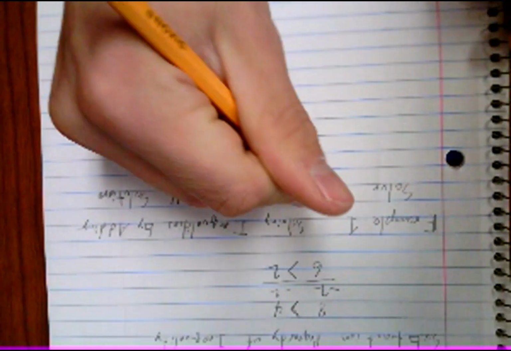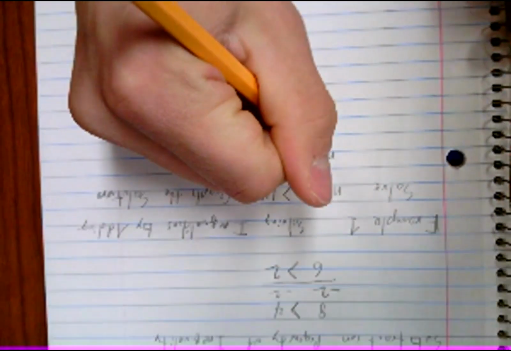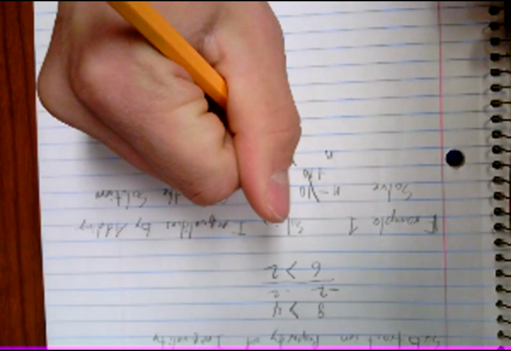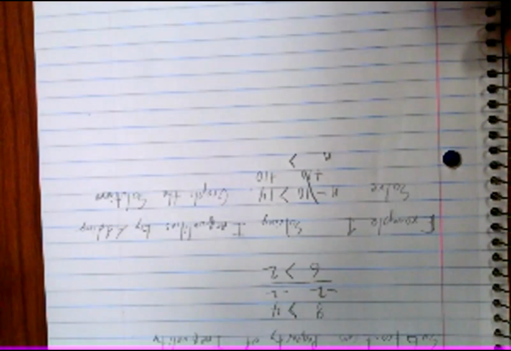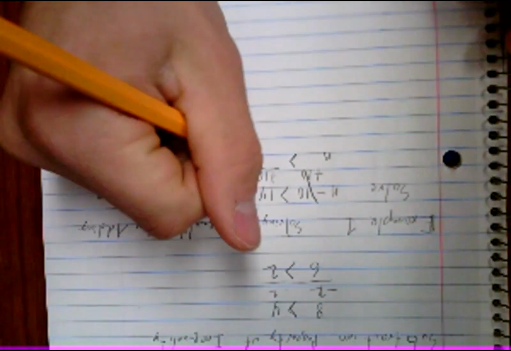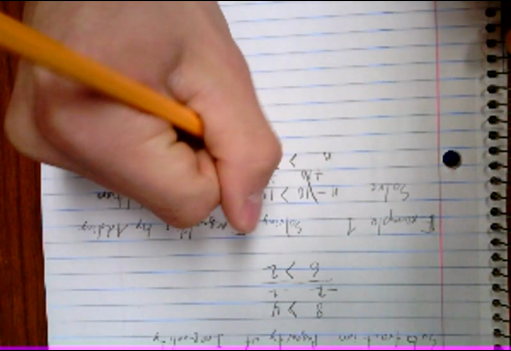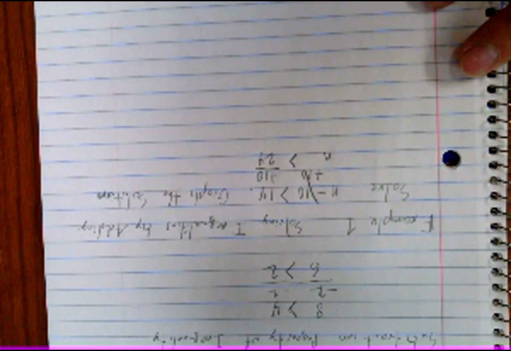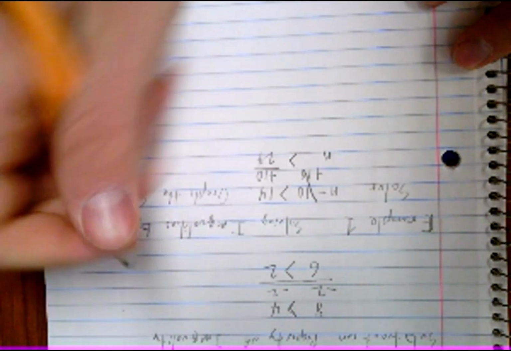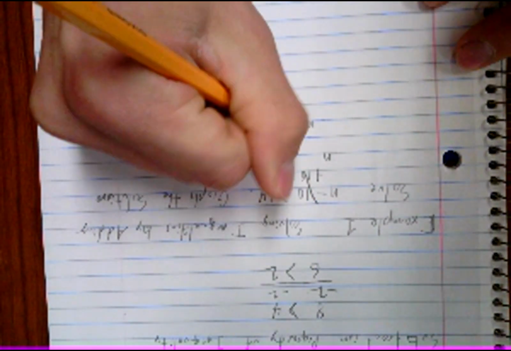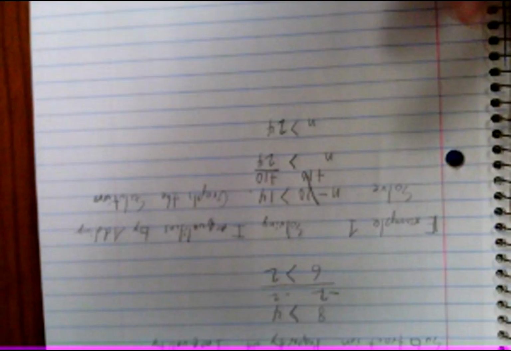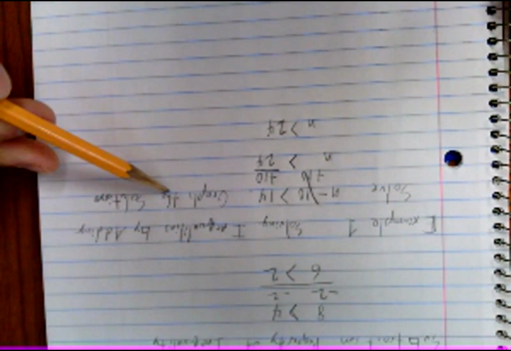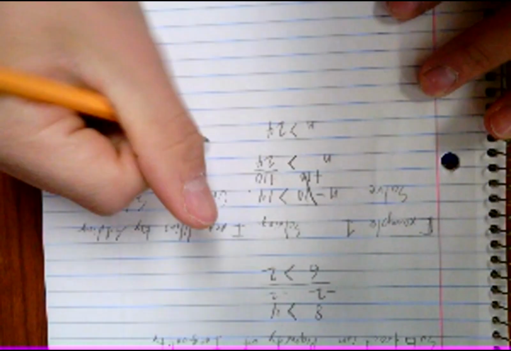The 10s cancel here, so we have n. The sign comes down, greater than, and 14 plus 10 is 24. So our final answer is n is greater than 24. Then we're going to do step 2, graph the inequality.